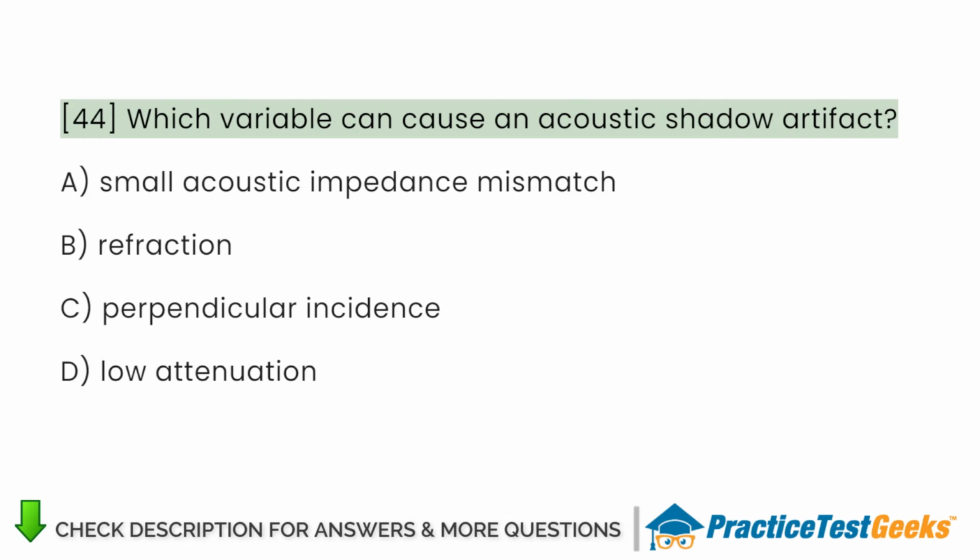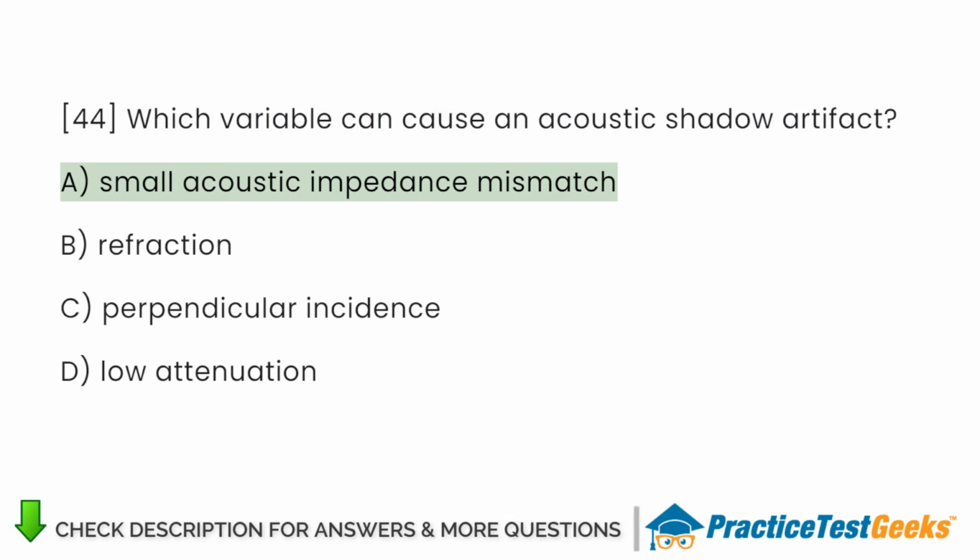Which variable can cause an acoustic shadow artifact? A. Small acoustic impedance mismatch. B. Refraction. C. Perpendicular incidence. D. Low attenuation.